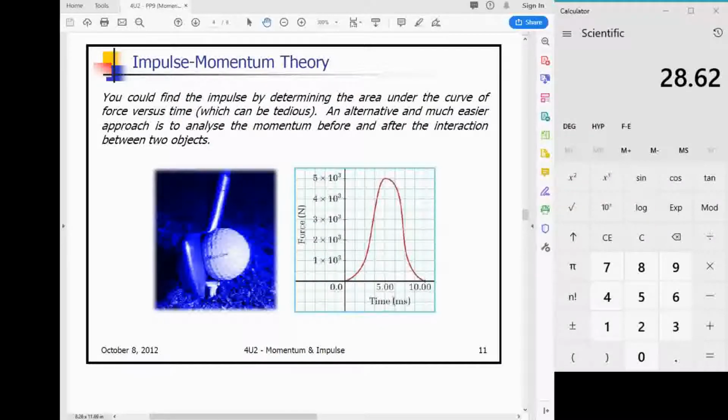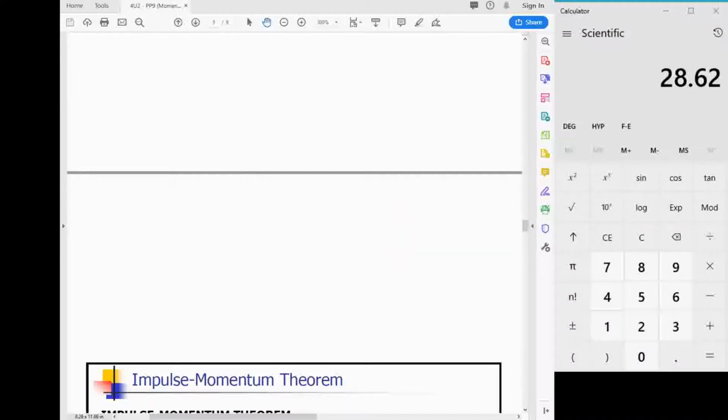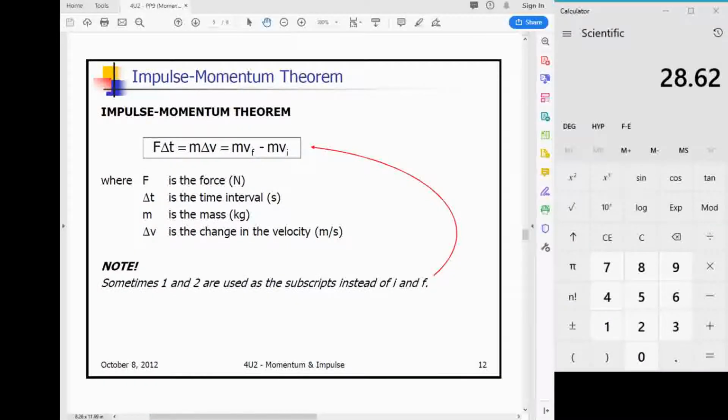So in later courses in physics in university, you'll be finding impulse by finding the area underneath the curve of a force-time graph. For our purposes, we're going to talk about average force over a time period. It makes the calculations a lot easier to solve, but just be aware that impulse calculations aren't typically as simple as just a force times a time.